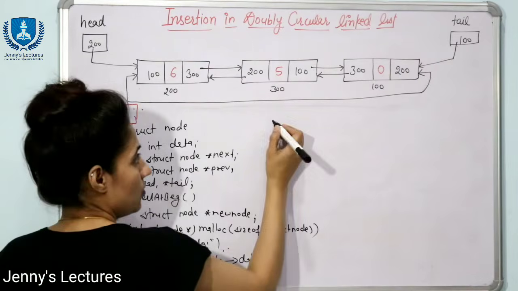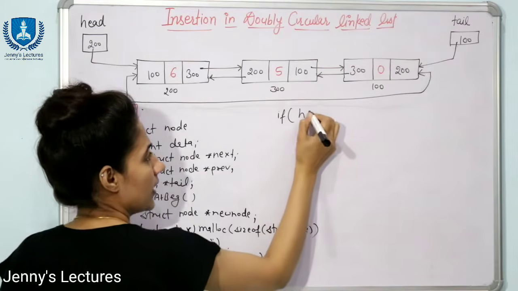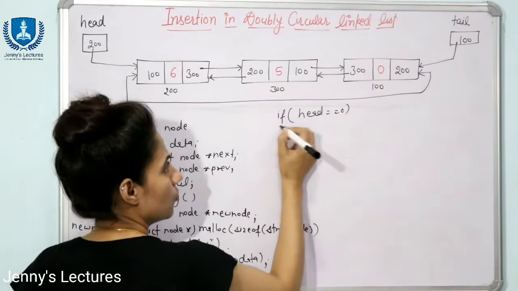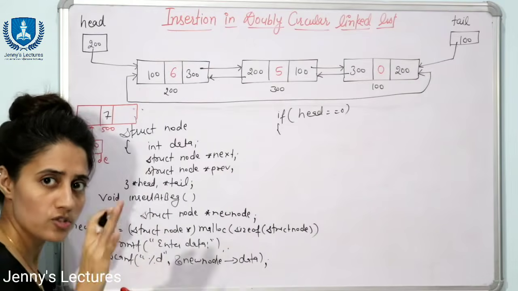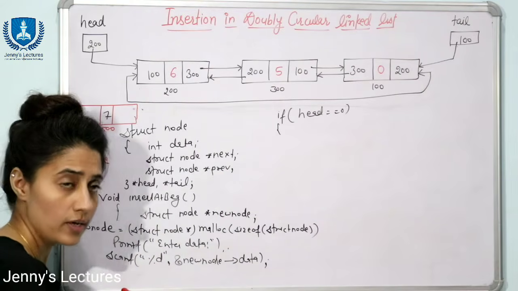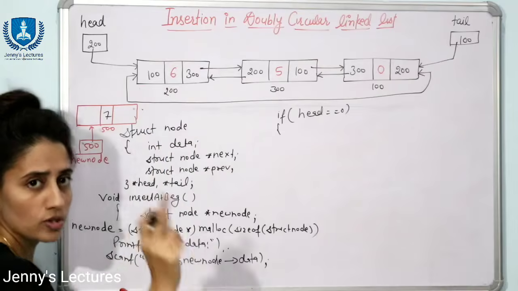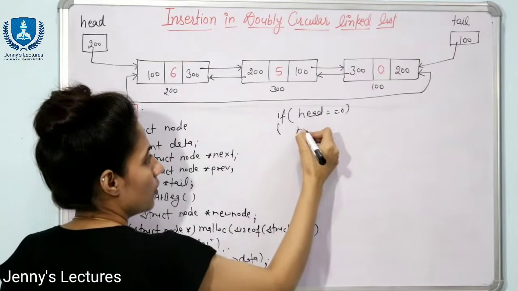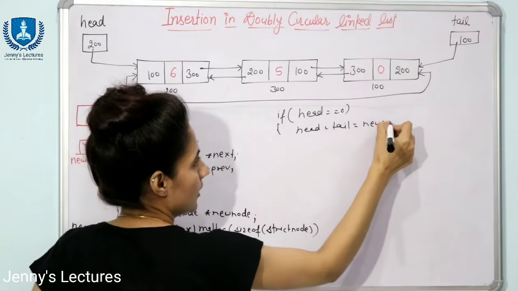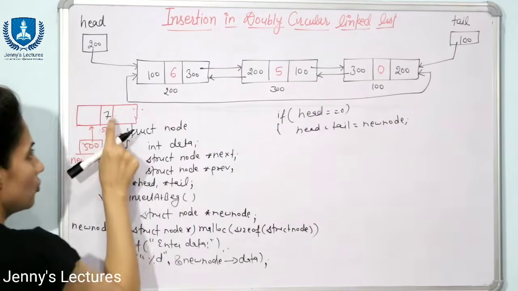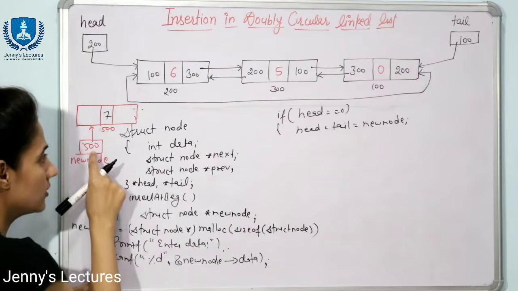See, now we will write a condition: if head is equal to 0. It means there is no node in the list. Fine. And this would be the first node, this would be the last node in the list, right? Both head and tail would point to this node. Fine. Now here you will write that head and tail would point to this node, that is, in head and tail we will store the address of this node, that is 500, and this 500 is the new node.